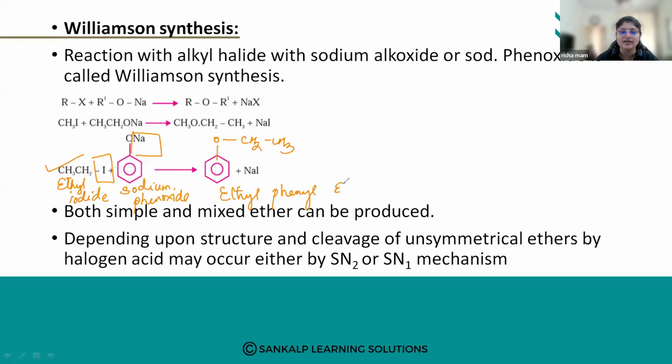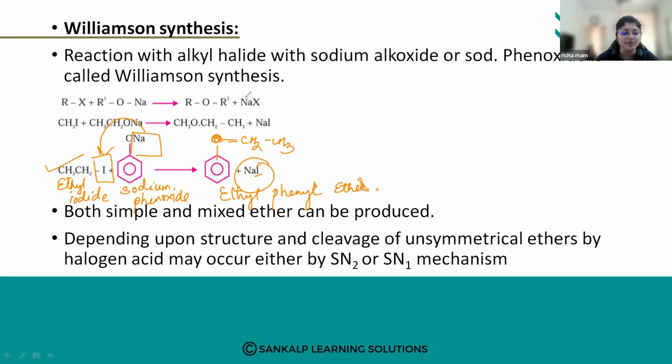Got it? So this is the reaction. When your ethyl iodide reacts with sodium phenoxide, we obtain an ethyl phenyl ether. Na will get combined with I, you get sodium iodide plus benzene with the oxygen connected to CH2CH3. So it is an ethyl phenyl ether. Very important reactions.